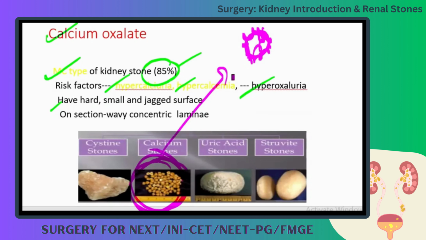So they have another name. Can anybody tell me? Because of this shape, because of this hard, small, jagged surface, they have another name. They are known as mulberry stones. Okay, and because of this jagged surface, what symptom will be there? Hematuria will be there. Another MCQ. Which stone will have maximum hematuria? Calcium oxalate, because of this jagged surface.